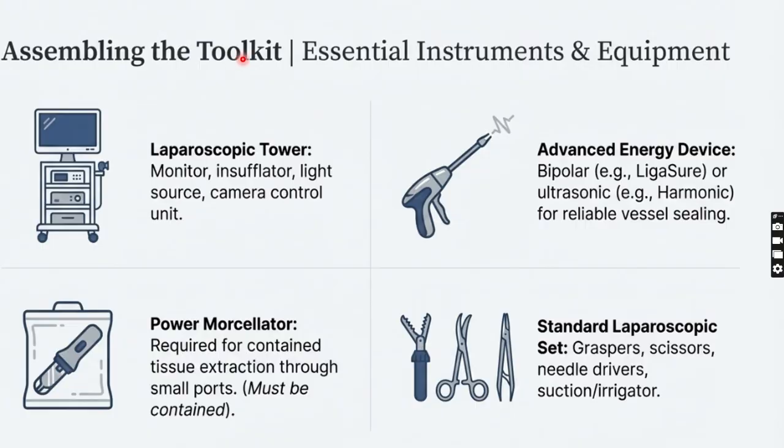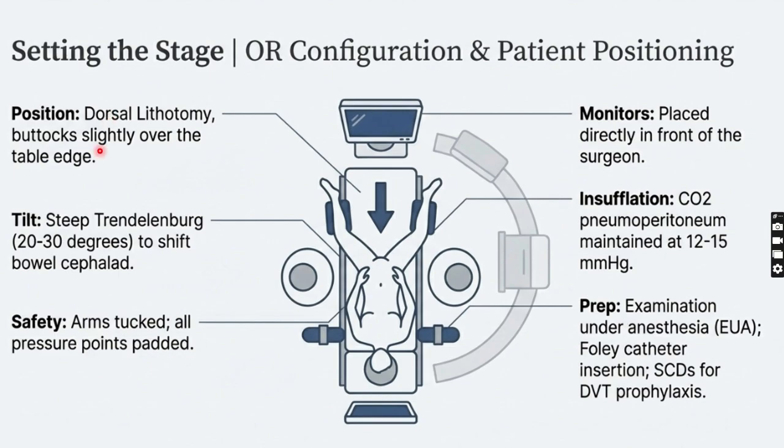The toolkit of the procedure should include four important items. First, the laparoscopic tower, energy device like bipolar, power morcellator, and the standard laparoscopic set of graspers and scissors. The patient is positioned in dorsal lithotomy position with a steep Trendelenburg tilt of 20 to 30 degrees. Monitors are placed in front of the surgeon, and carbon dioxide pneumoperitoneum is maintained at 12 to 15 millimeters of mercury.